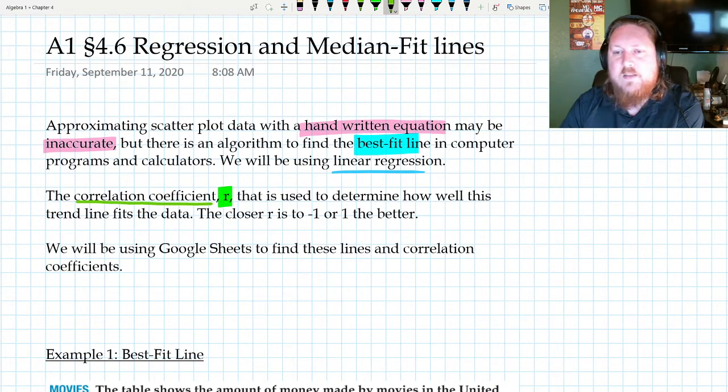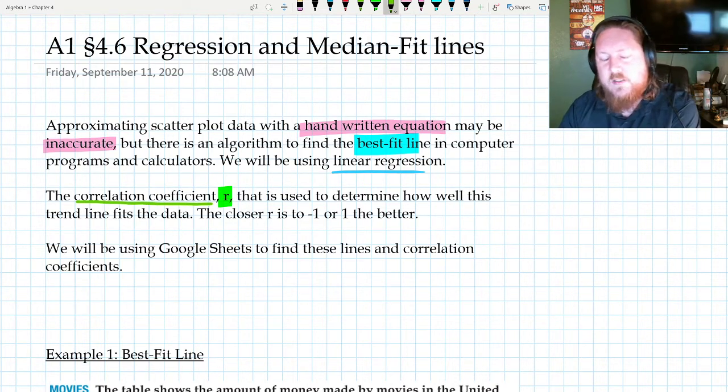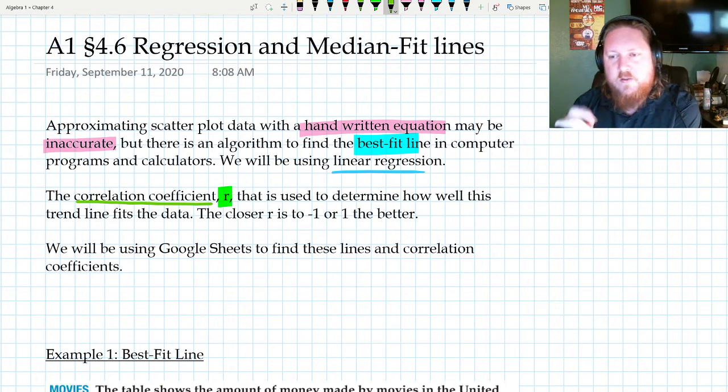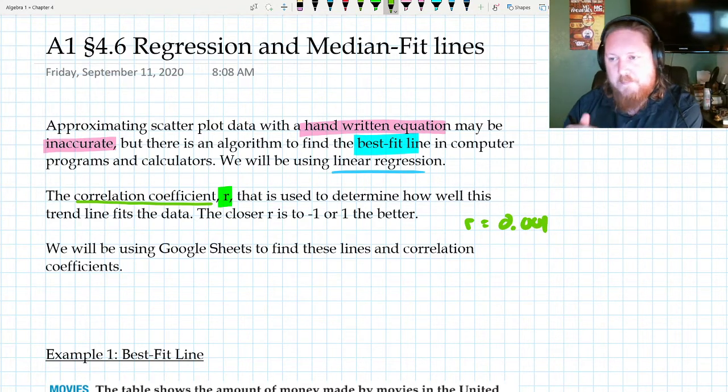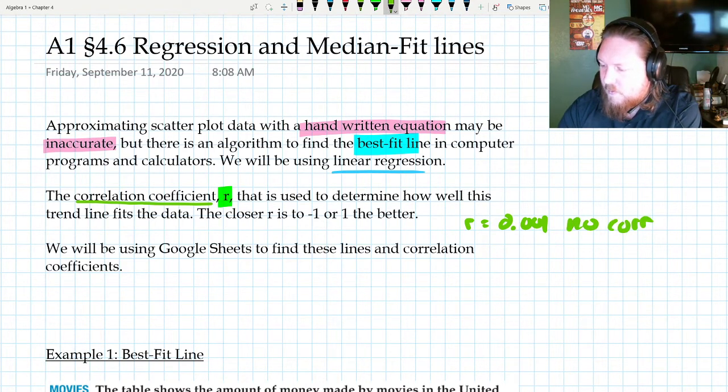The whole idea is that the correlation coefficient tells you two things. One, it tells you whether it's positive or negative correlation. So if it's a negative value, it's negative correlation. If it's a positive value, it's positive correlation. And if it's zero, it says no correlation. But really, whenever it's close to zero, like if you had an R value of 0.001, that's a really bad correlation. That's basically no correlation at all.